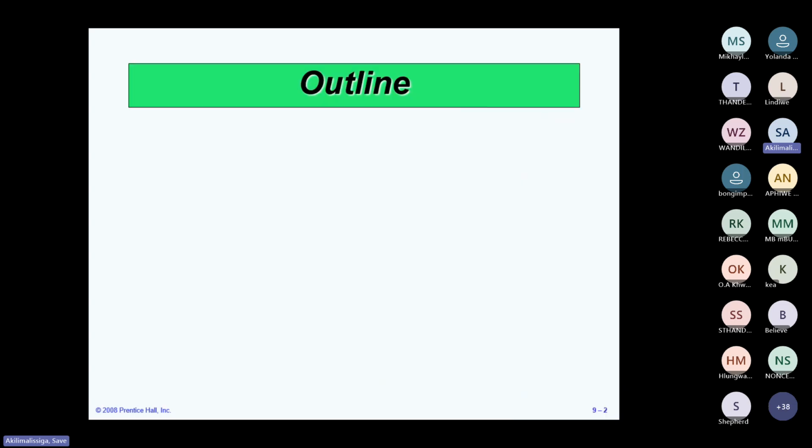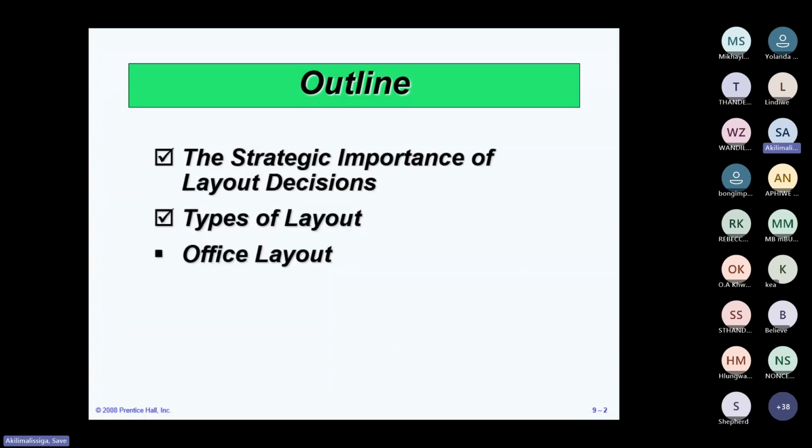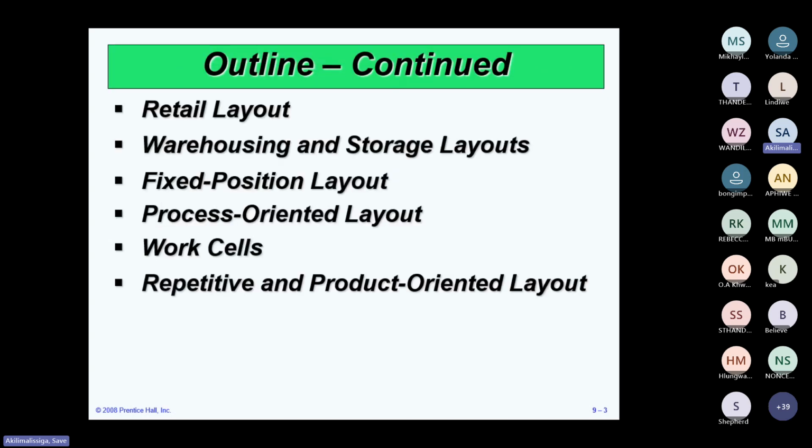So the specific outline of this chapter. We're going to discuss the strategic importance of layout decisions. We're also going to talk about the types of layout, whereby we're going to discuss the office layout. We're going to talk about retail layout or supermarket retail layout, warehousing and storage layout, fixed position layout, process-oriented layout, work cells, and lastly, we're going to talk about repetitive and product-oriented layout. So this is the outline of the chapter.